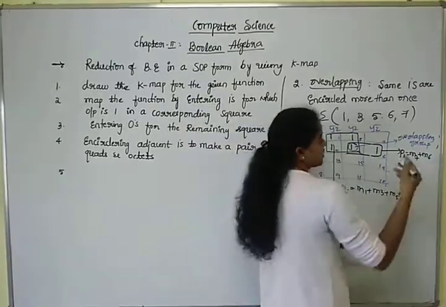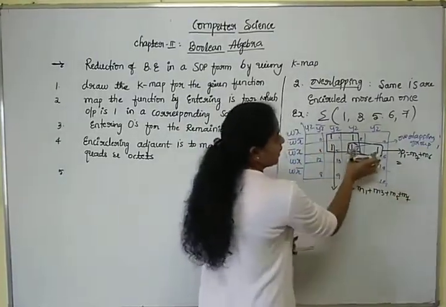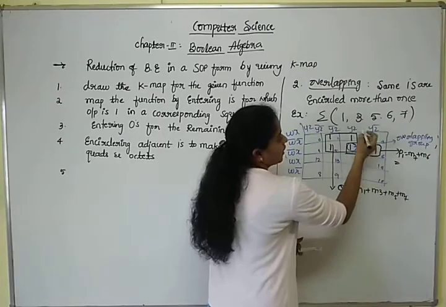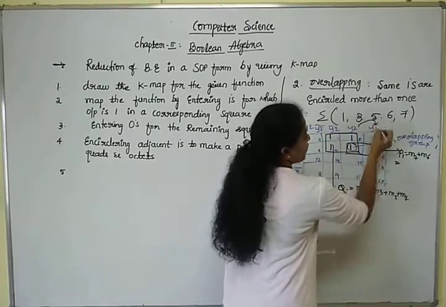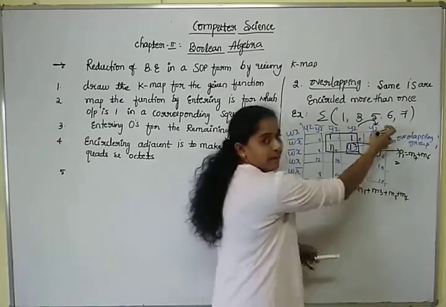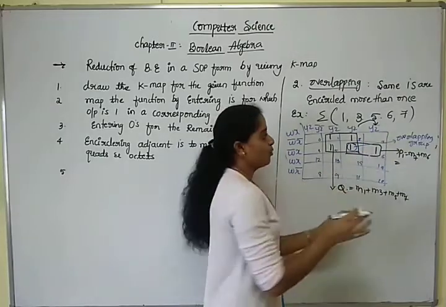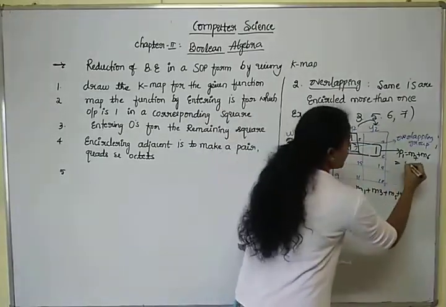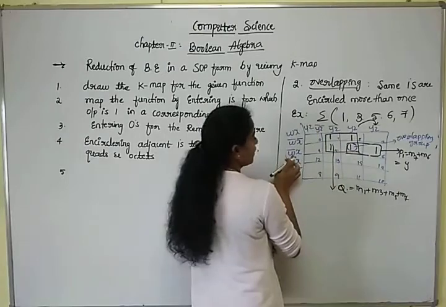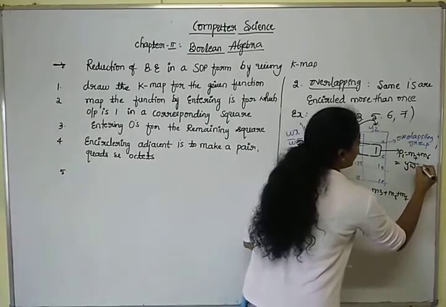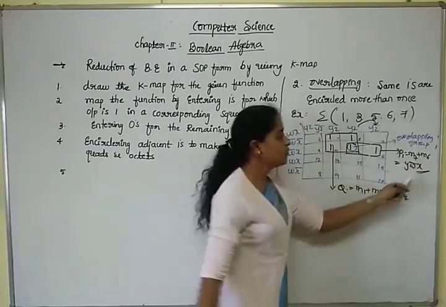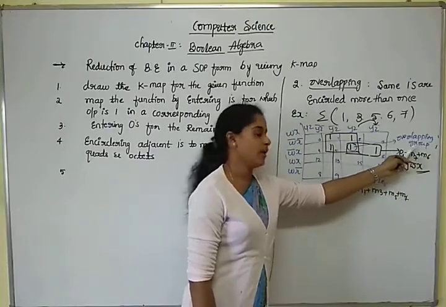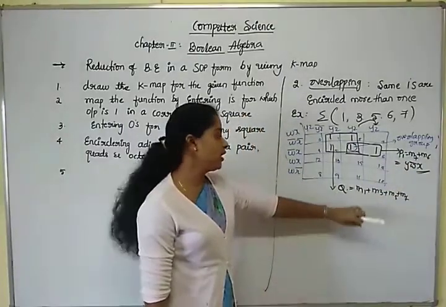The reduced expression for this pair is, in the given pair Z changes its state from uncomplemented to complemented, so this Z is removed. The only remaining thing is Y. So here we got W bar and X. So this is the reduced expression for this pair. Now let us move on to the quad.